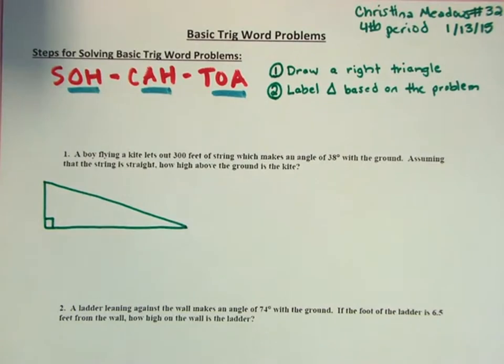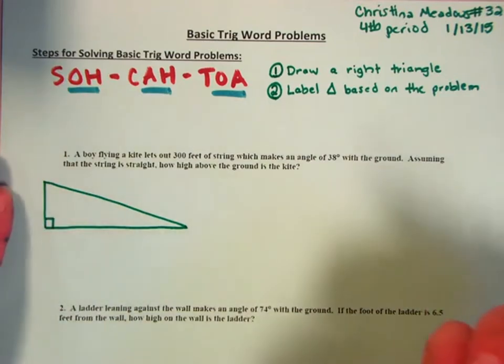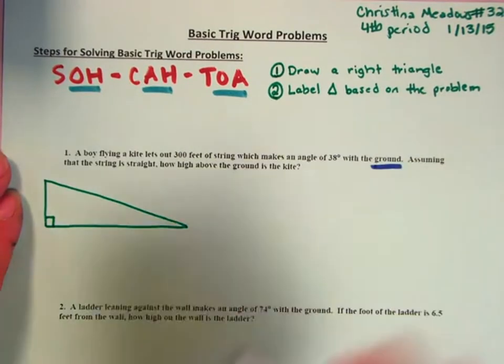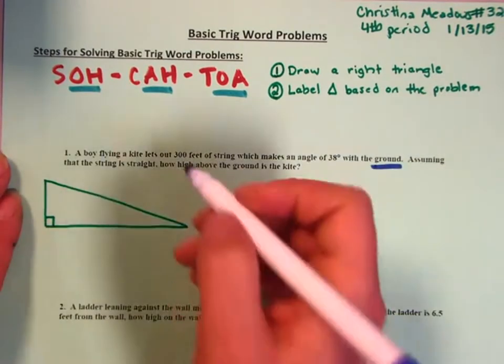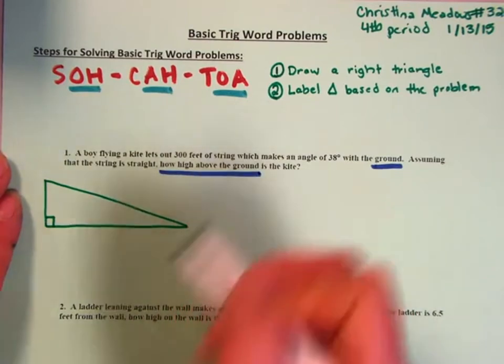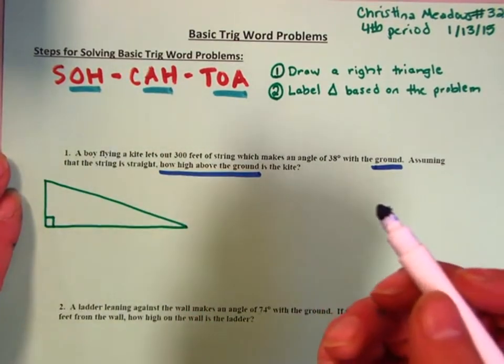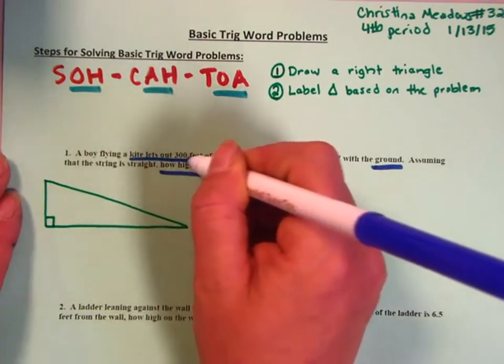So let's read problem number 1. It says, a boy flying a kite lets out 300 feet of string, which makes an angle of 38 degrees with the ground. Assuming that the string is straight, how high above the ground is the kite? So we need to label on our triangle. We have the ground. We want to know how high above the ground. And we know that we have kite string.